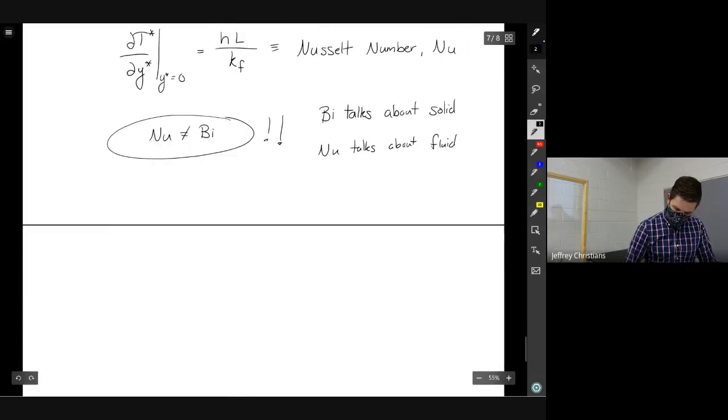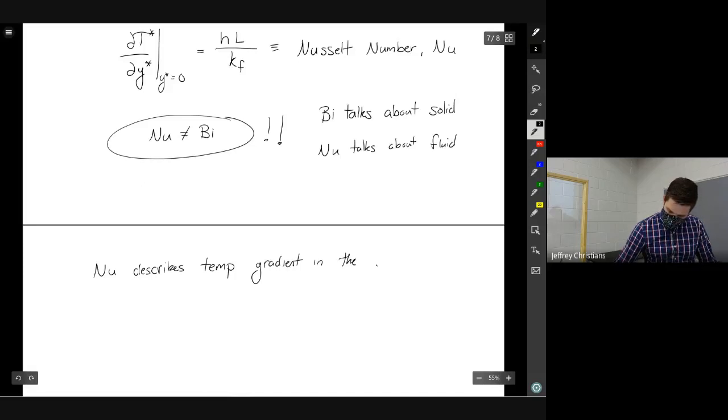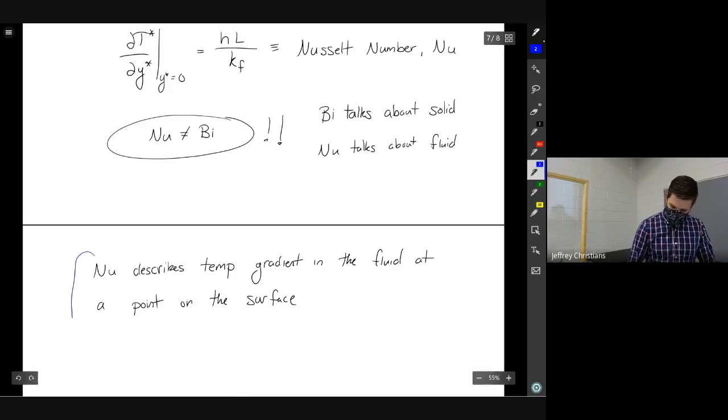So we'll write that explicitly. The Nusselt number describes the temperature gradient in the fluid at some point on the surface.